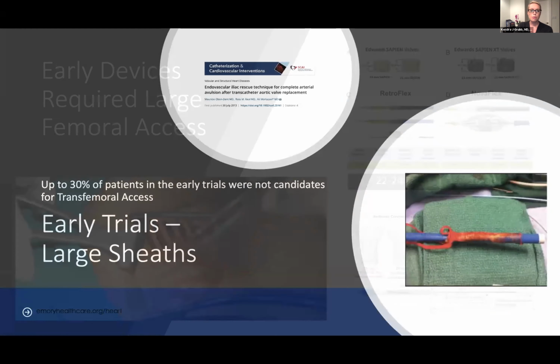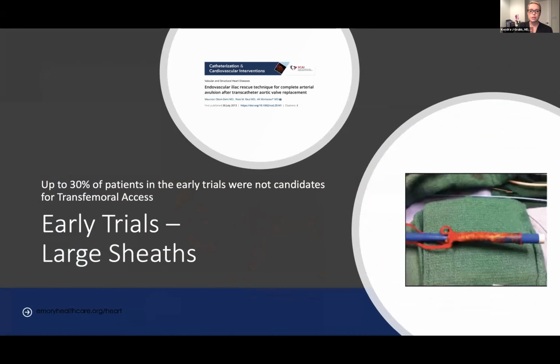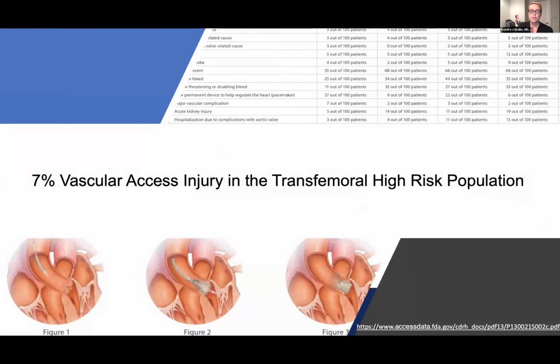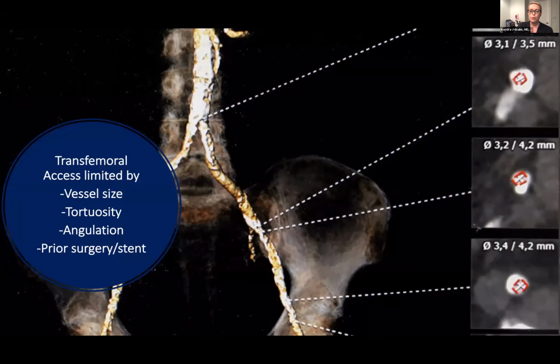And what we found was that up to 30% of patients in the early trials were not candidates for transfemoral access. And here are these large sheaths, as seen in this picture. You could have this awful complication, which was an iliac on a stick. And unfortunately, we saw this more frequently than we would like to. So we were really critical of that preoperative imaging that was mentioned earlier, making sure that we didn't have vascular injuries. In fact, there was a 7% vascular injury rate in the early transfemoral trials. So we really needed to be conscious of who was not a candidate.